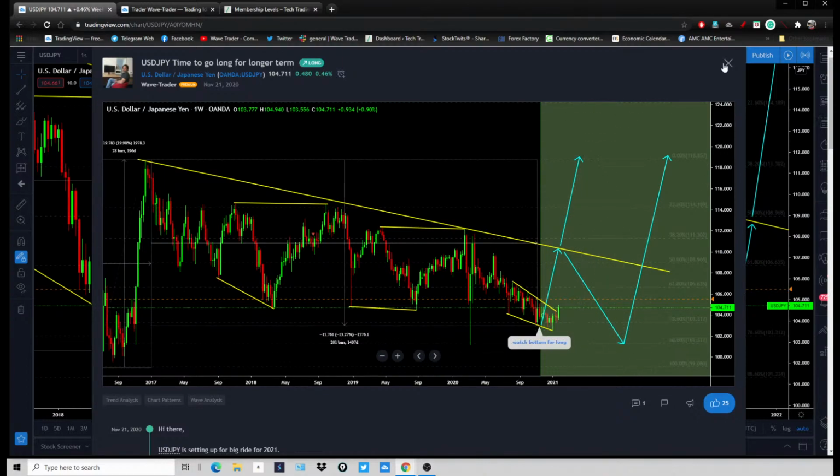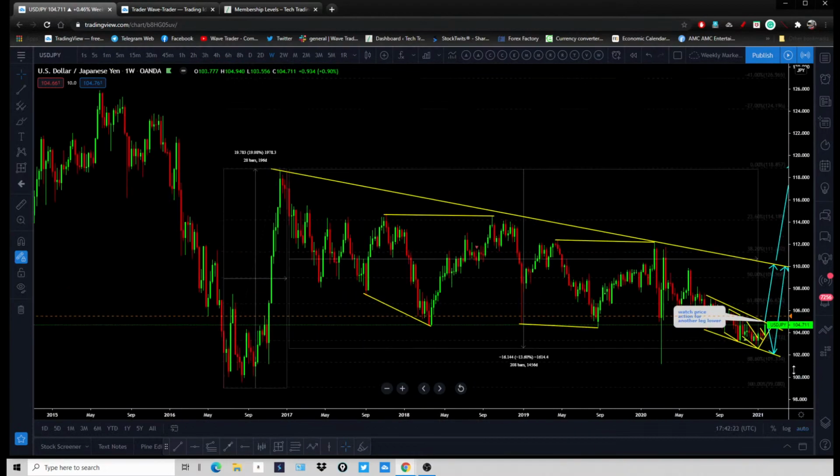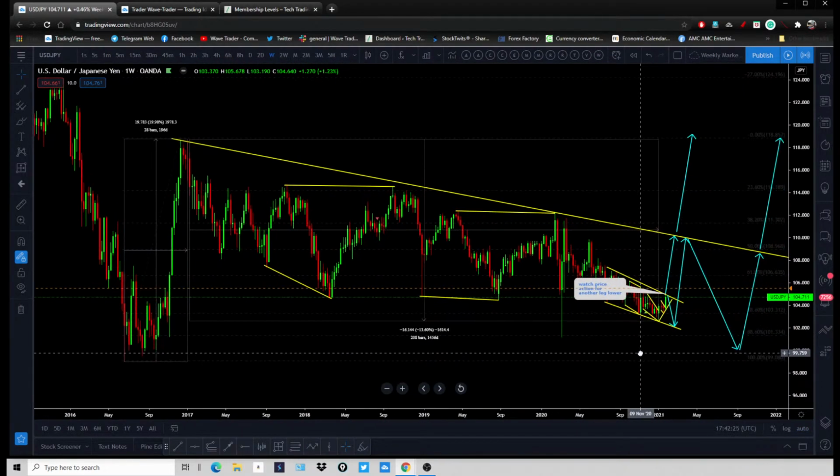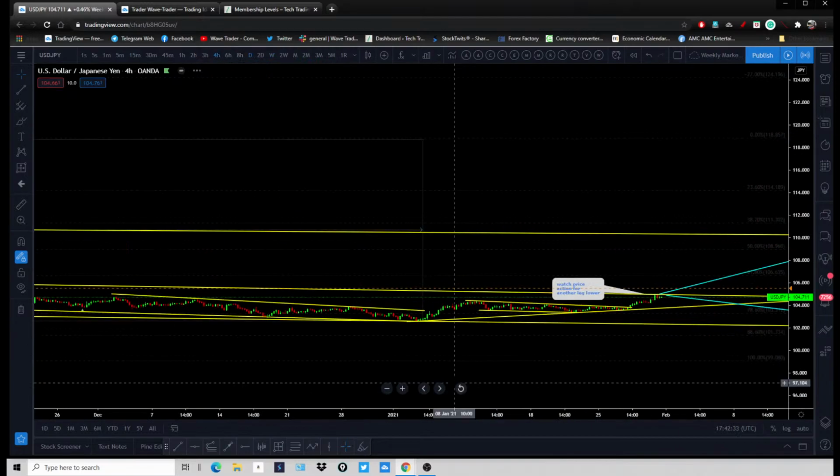Those who are longer term dollar sellers, this must be a sign for them to stay away from selling the dollar yen for more downside. You're going to be selling at the floor. Short term is okay, but for the longer term, you're looking at it going out of that channel.